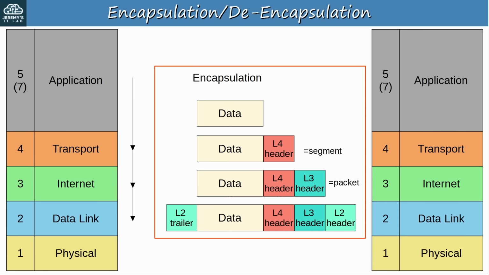As you know, this process of adding headers to the data before sending it over the network is called encapsulation. And the final frame is now sent over the network.